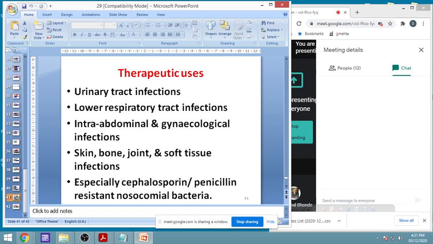Does anybody know what nosocomial is? Okay, write it down in the group. Okay, so these are called nosocomial bacteria. They are effective against it. It is very important.